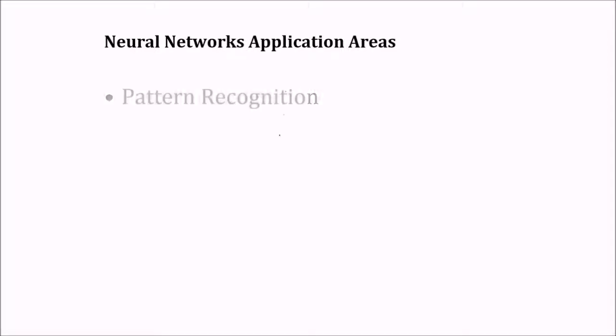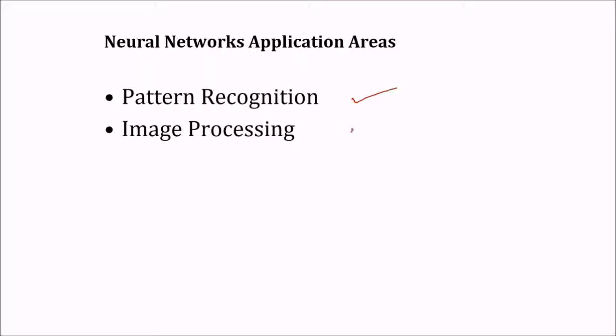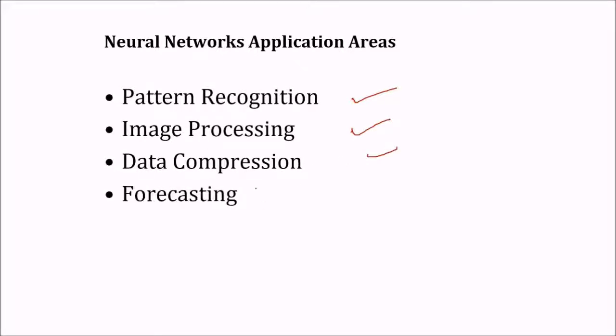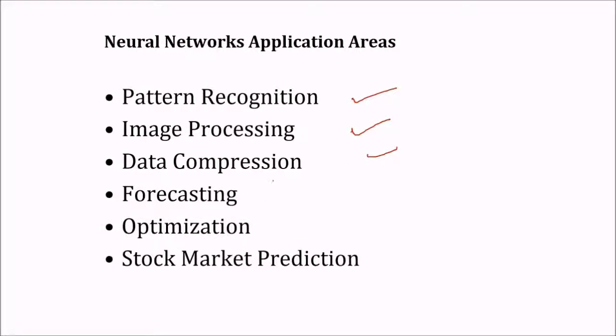So what are the application areas of neural networks? They are employed in pattern recognition, image processing, data compression, forecasting, optimization, and stock market prediction.